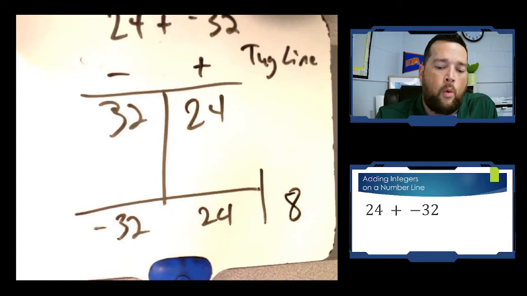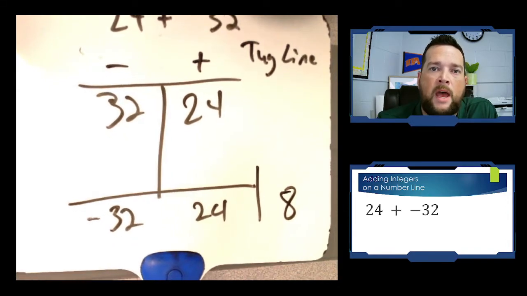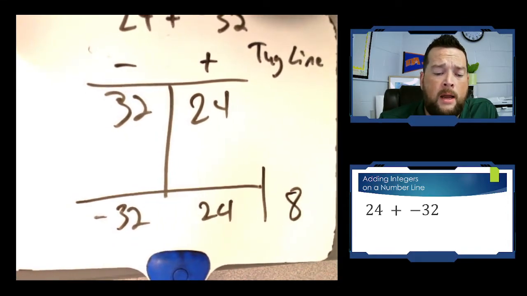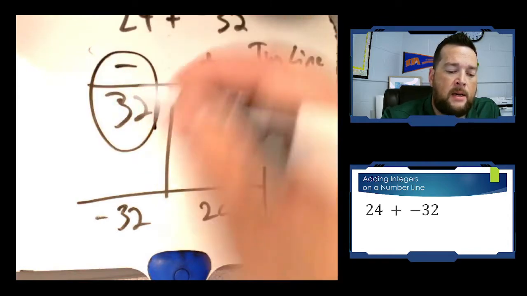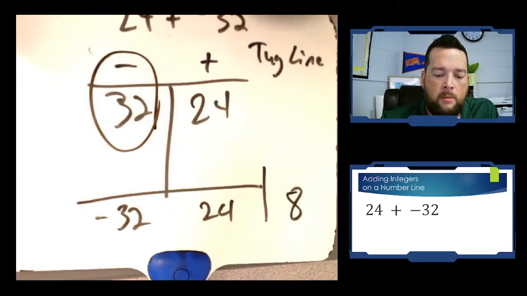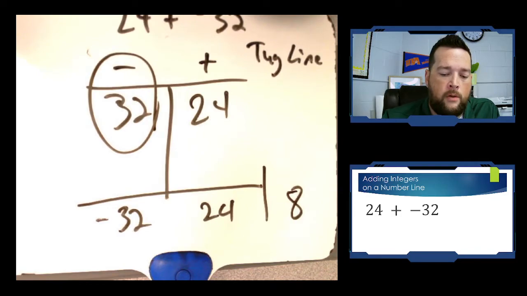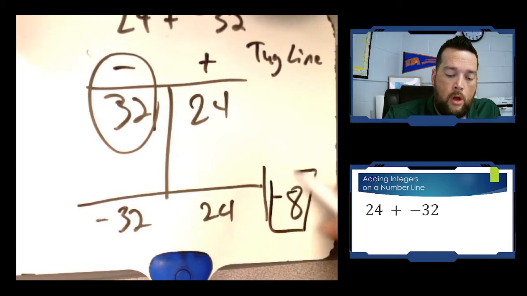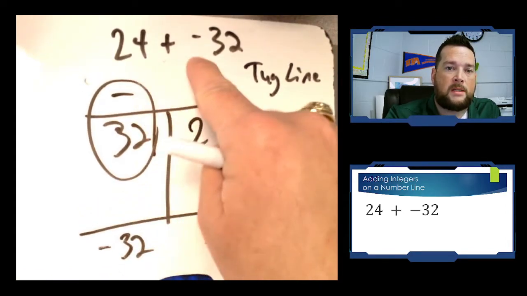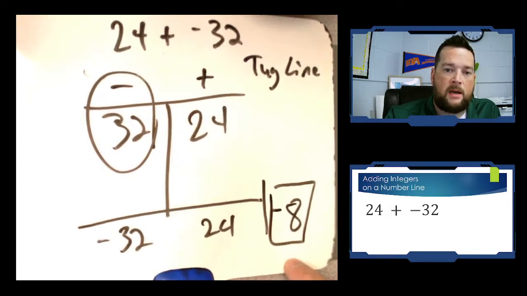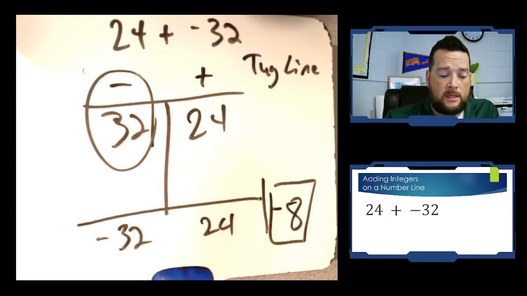And then once we find the difference between the two, we ask who won the war, all right? Well, the negative side did because they had more army members. They had more on their team. So then the answer is going to be negative because the negative won the war. So 24 plus negative 32 is negative 8. And I found that by using a tug line.